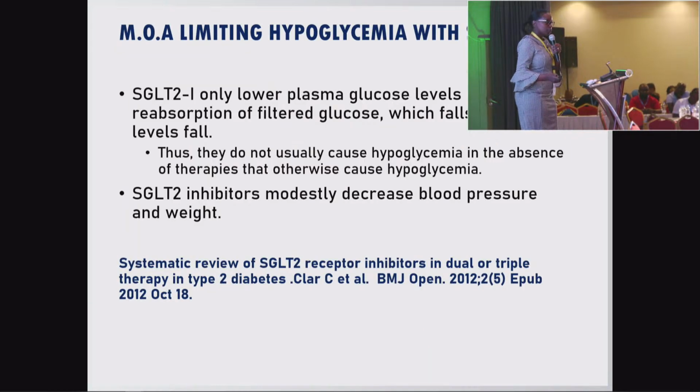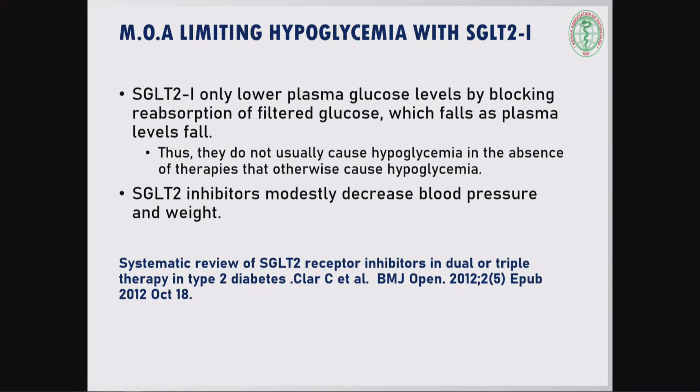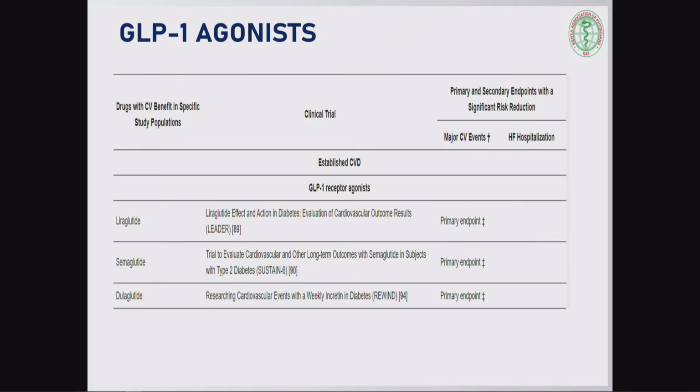The beauty about SGLT2 inhibitors is they will not cause hypoglycemia unless you use them with insulin or other medications that would cause hypoglycemia, like sulfonylureas. And the reason is that they block reabsorption of filtered glucose, will only lower plasma glucose by blocking reabsorption of the filtered glucose, so they will not cause hypoglycemia.